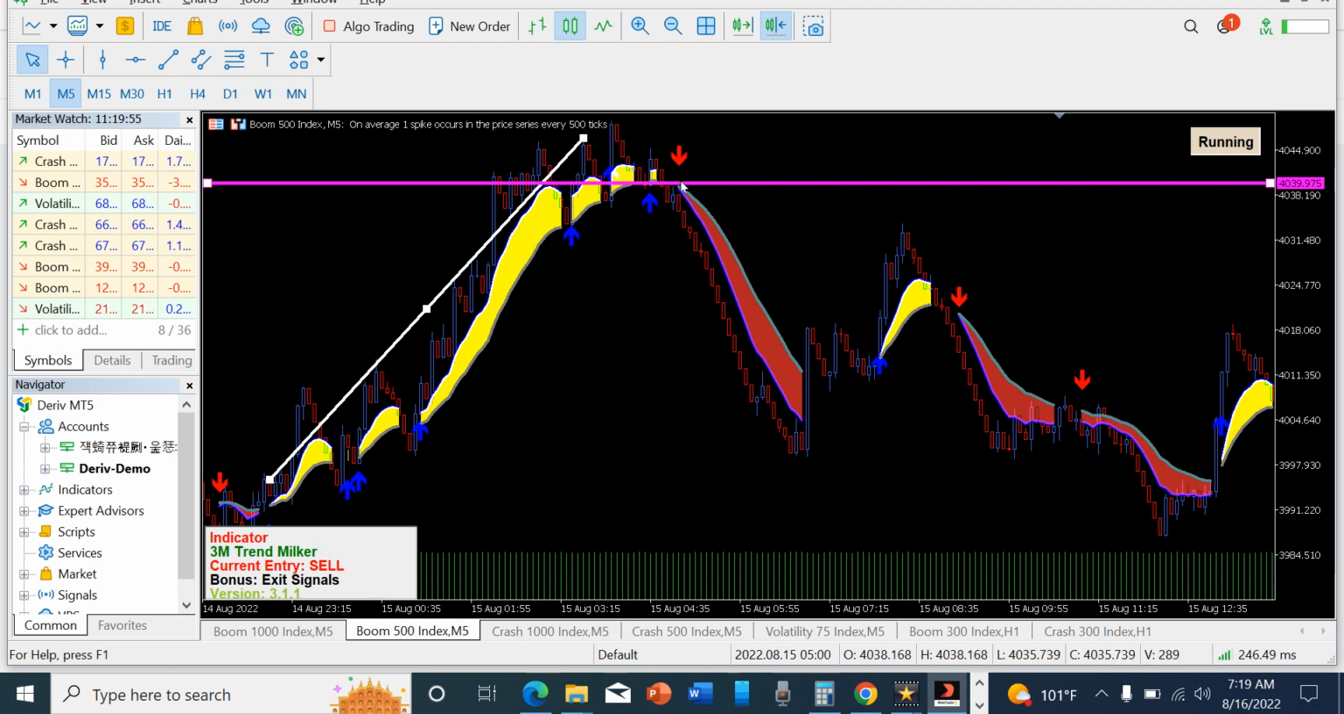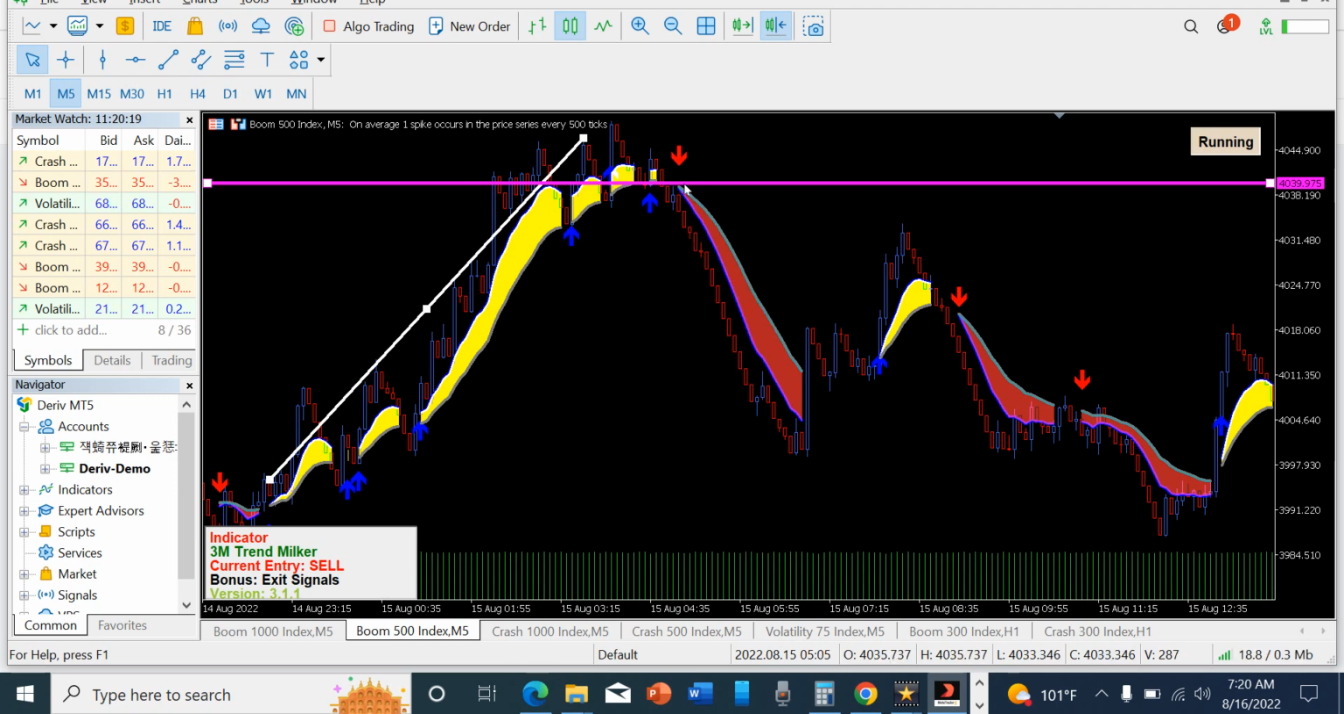You can see if you had entered right here, immediately after you entered, it spiked up. It will have put you in negative or almost negative. A lot of people will have been scared at that point, but if you are using the right lot size, then definitely you have nothing to be scared of because you are in the right direction and you will be able to milk the market or close the trade in profit.